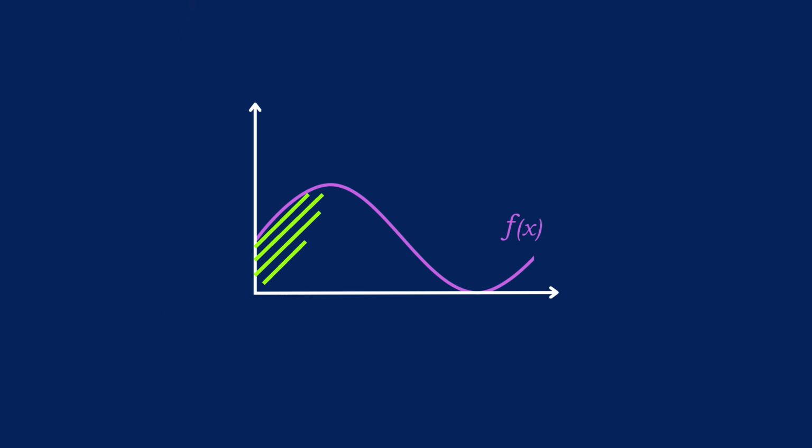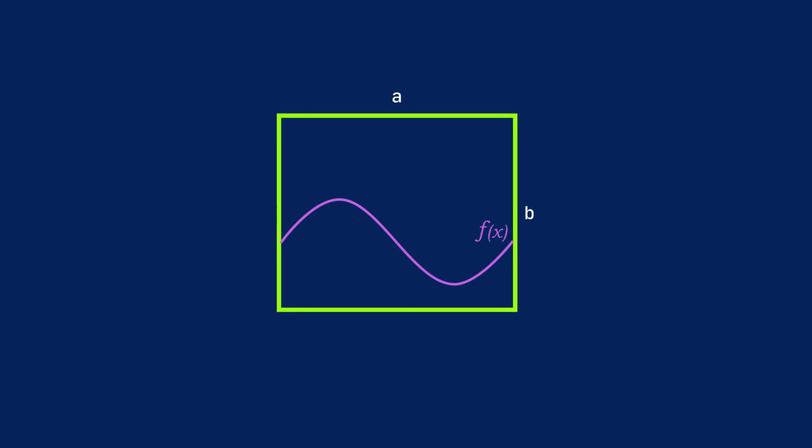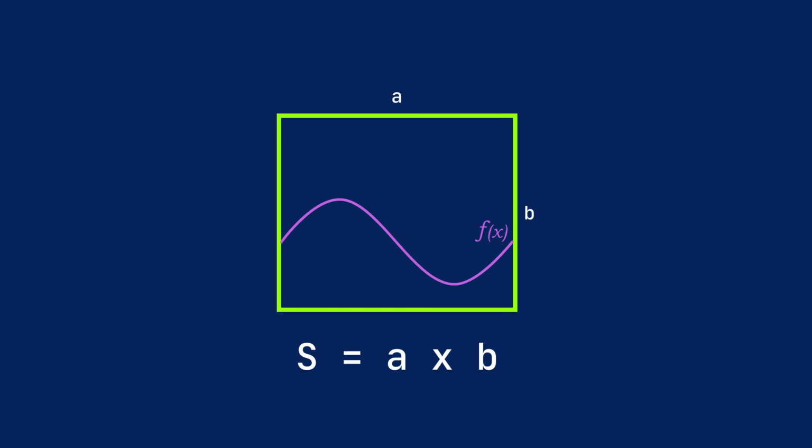So again, let's go over step by step to build up the intuition. We have some sort of function that we want to find the area under the curve. So instead of slicing it into different shapes, let's draw a rectangle around it. And a rectangle is the most basic shape that we can use. To calculate the whole area of this rectangle, we just multiply one side by another.